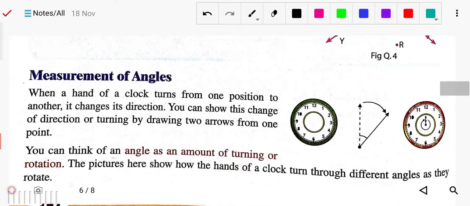Now we will study measurement of angles, that is, how we measure an angle.